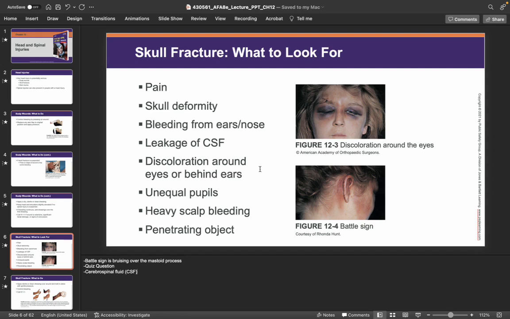Battle sign, along with this discoloration behind the ears, that's what Battle sign is. That's a classic sign of a skull fracture as well, that bruising that happens behind the ears like you see in this picture here.